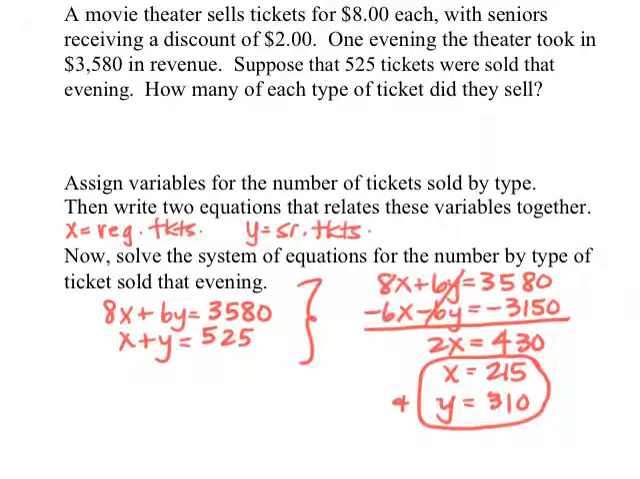Then we can add these two equations together, and by doing so we eliminate the y variable. We're left with 2x equals 430, which is very simple to solve. You get x, or regular tickets, 215 sold. Then I can use either equation. I use the second one. 525 minus 215 leaves me 310 senior tickets, remembering what x and y represented. So this is a nice example problem using systems of equations.